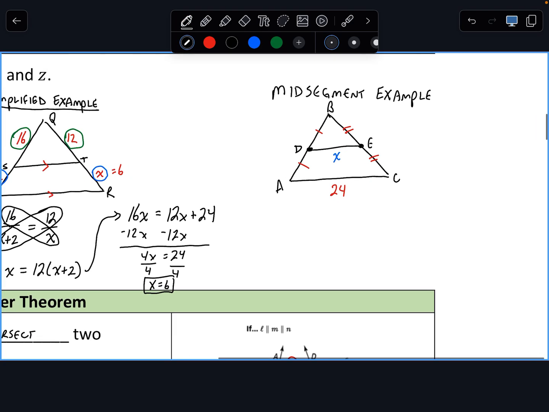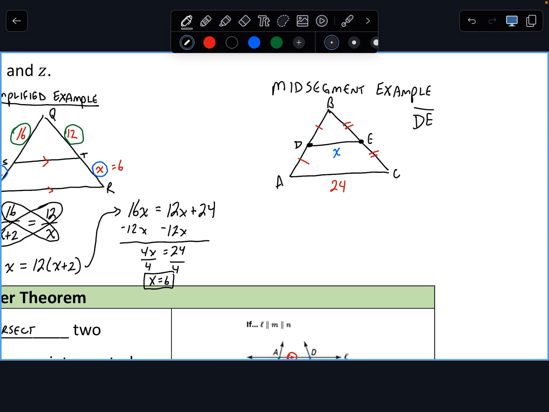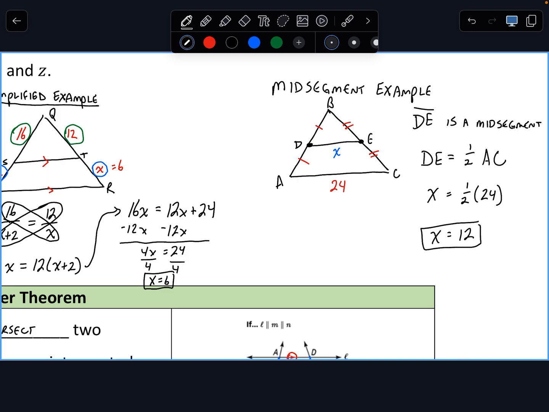Well, because DE is a mid-segment, right? Segment DE is a mid-segment. That means the length of DE is going to be 1/2 the length of that third side AC. So that tells me that my value of X is going to be 1/2 of 24, which is 12. Okay? Fairly straightforward problem. When you have a mid-segment, that mid-segment is always half the length of the third side, or the side that it does not touch.